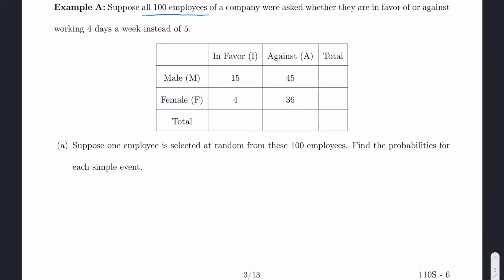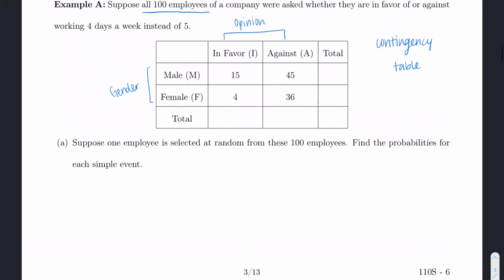This table is an example of what's called a contingency table. A contingency table basically just relates different categories of information. This is one category, the gender, and this is the other category, which is their opinion. Whenever you're given a contingency table like this, if you're not given the totals, the first thing you should do is find the totals.